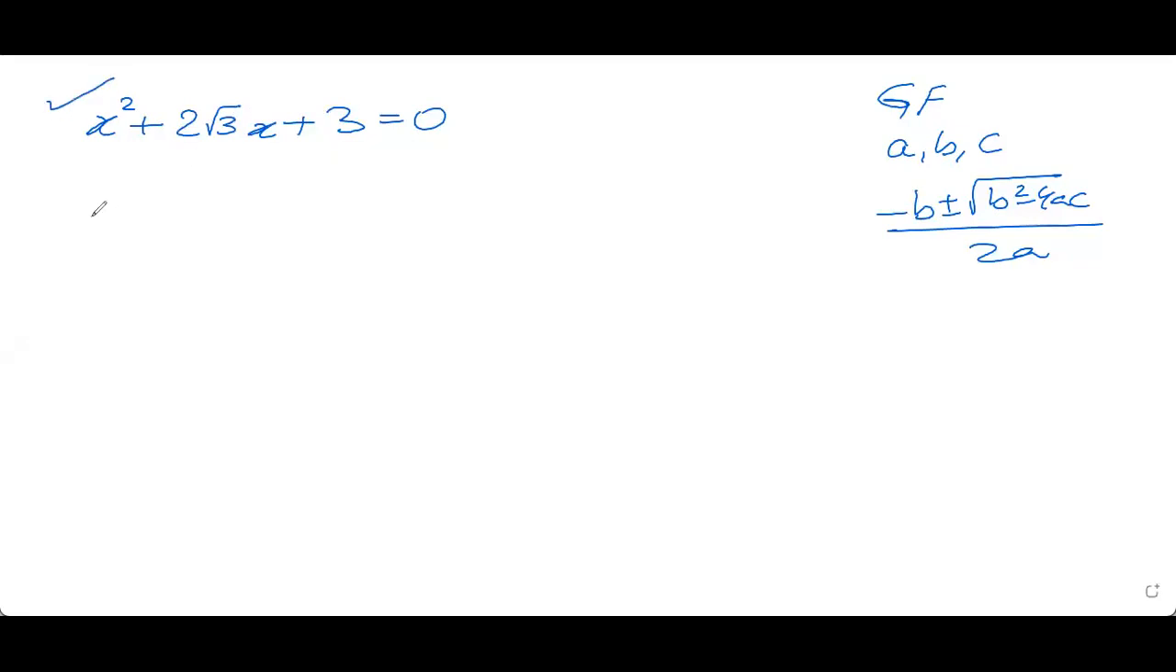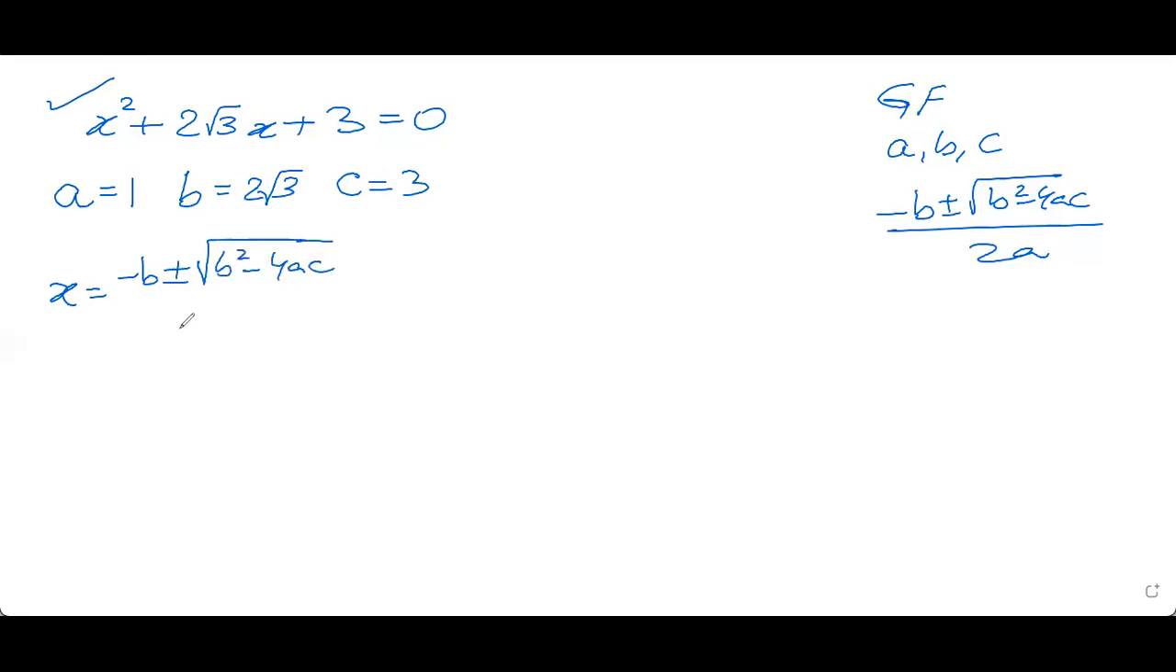Now, because it is already in the general form, let us see what the coefficients are. And I've already told you, A is 1, B is 2 root 3, and C is 3. It's very clear. Now we can solve. To solve, we can write x equals to minus b plus minus root of b square minus 4ac by 2a.